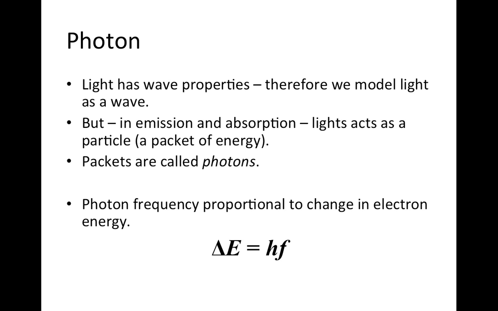When you look at the emission or absorption of light, it actually makes a lot more sense to think of light, and light really does act as a particle, as a packet of energy. And these packets we call photons. So a photon is a particle of light. And whenever an electron changes energy levels, delta E, then you have a photon emitted whose frequency is determined by hf.